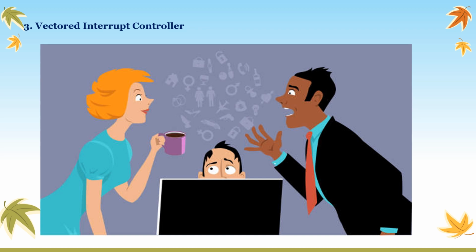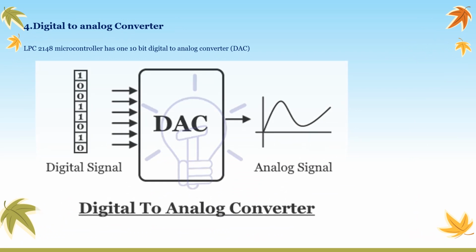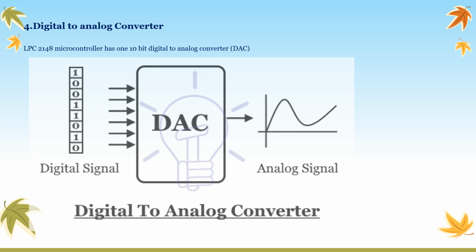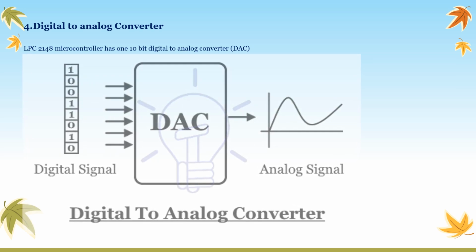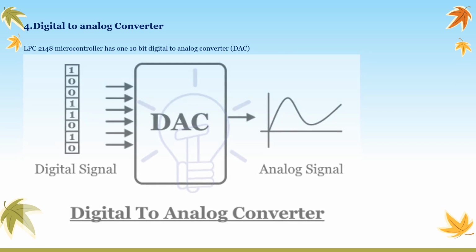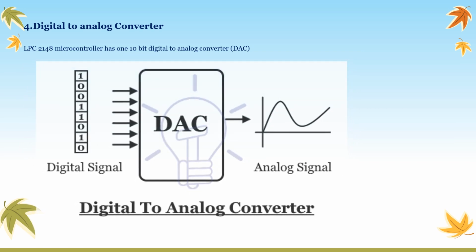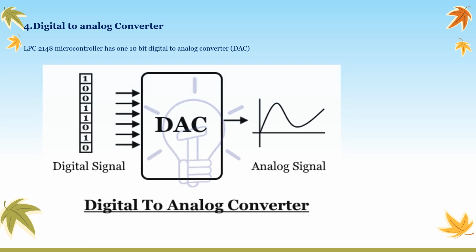Every peripheral device has a single interrupt line connected to the vector interrupt controller, although it can have various interrupt flags inside. Individual interrupt flags can also signify one or more interrupt sources. This LPC2148 microcontroller has one 10-bit digital to analog converter or DAC. This converter converts the digital input into analog output. The maximum DAC output voltage is called the VREF voltage. Power down mode and buffered output are also available in this digital to analog converter.